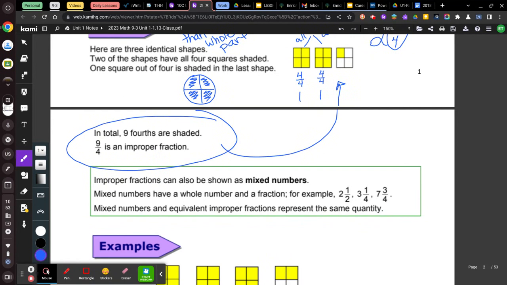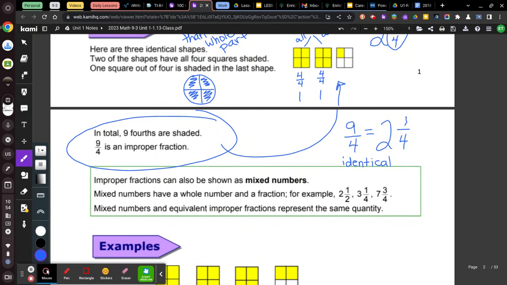So how can I change 9 over 4? Well, 9 over 4 is the same as me saying 2 and 1 over 4. It's the exact amount that's shaded. So these are identical, and you could say it the same way. So I could say I ate 2 pizzas and 1 piece from the other pizza, or I could say I ate 9 pieces out of 12 because there's a total of 12 pieces.